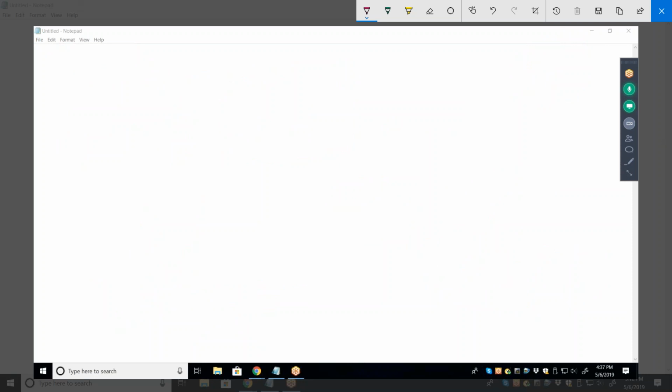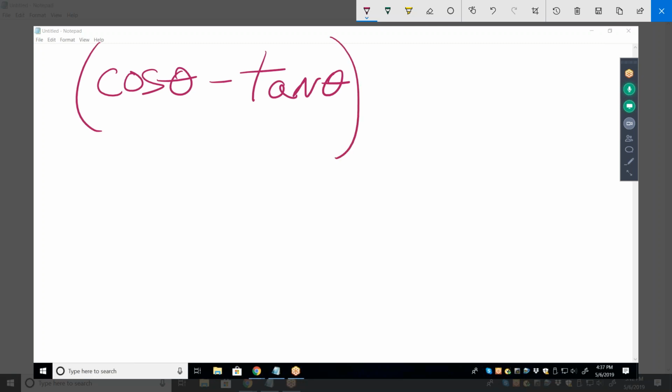Okay, so this problem is cosine theta minus tan theta times cosine theta equals 0. The whole thing times something? No, it's just cosine theta minus tan theta times cosine theta. Okay? What should we do? Divide by cosine theta. Factor out a cosine theta, yeah.